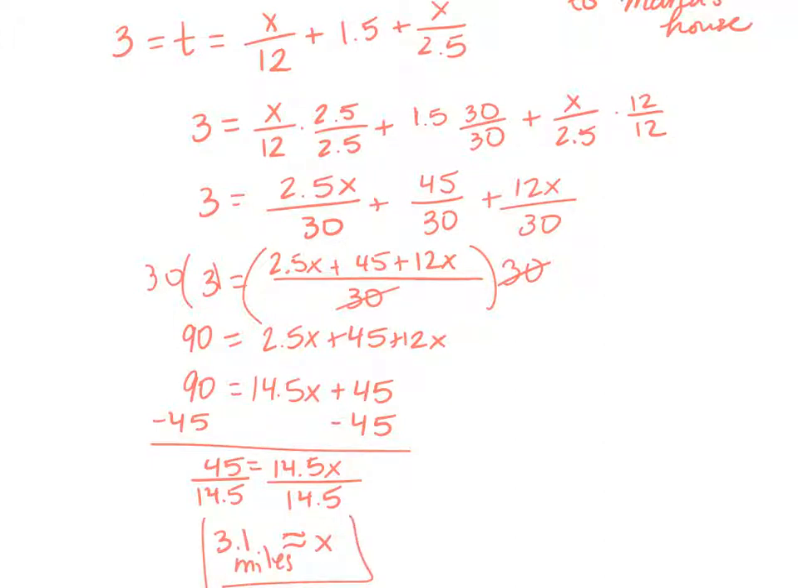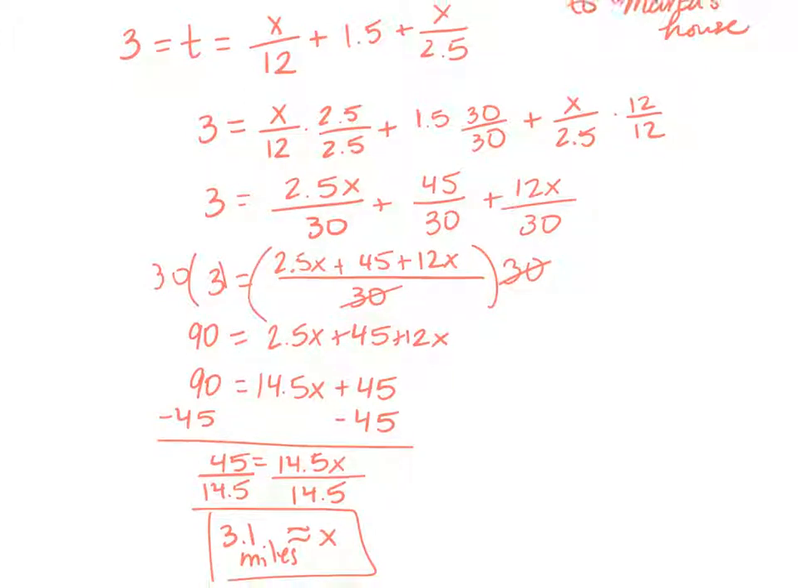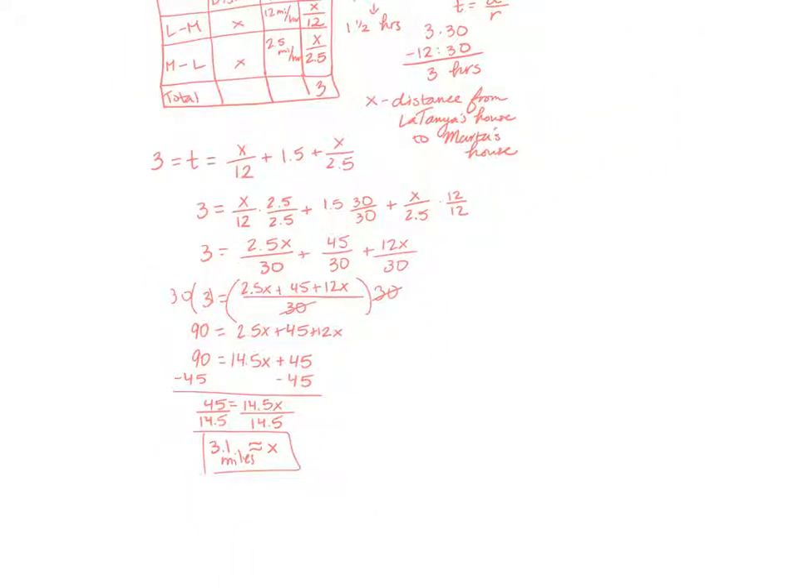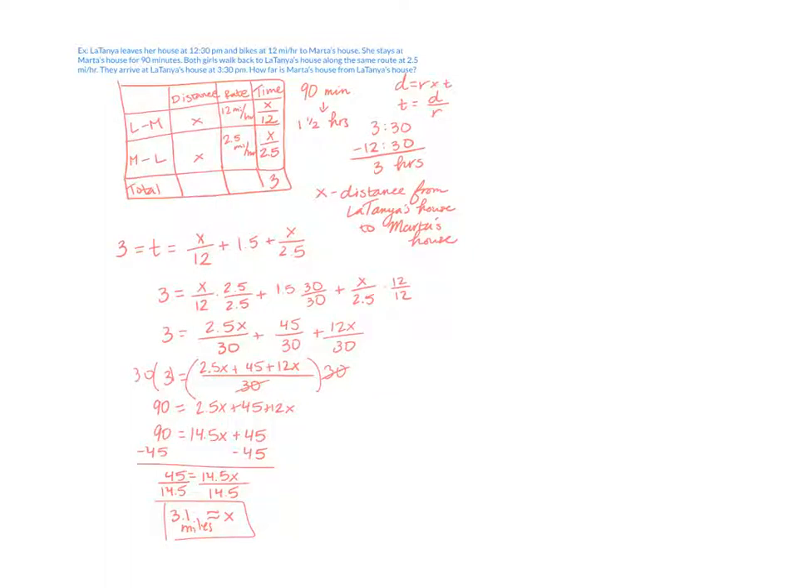Remember, x represents the distance between LaTanya's house and Marta's house. And so my answer is 3.1 miles. And that is the lesson for 1.2.